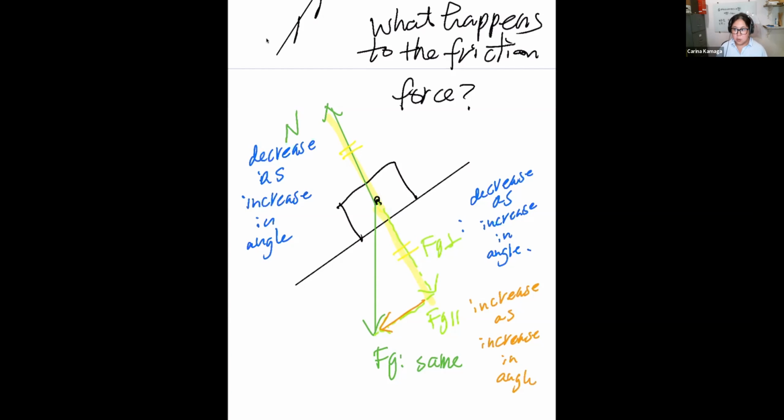Sounds good. So that's why you tilt and tilt and tilt. The friction force decreases as the normal force decreases, and the push force along the parallel increases. And then you're not exerting any new force, but the object starts sliding.